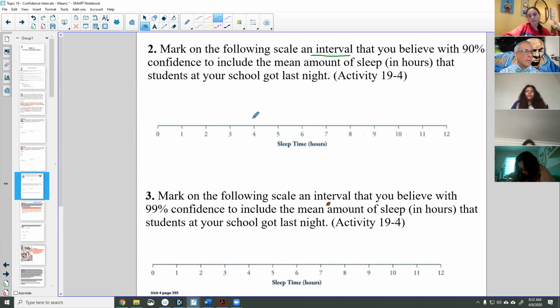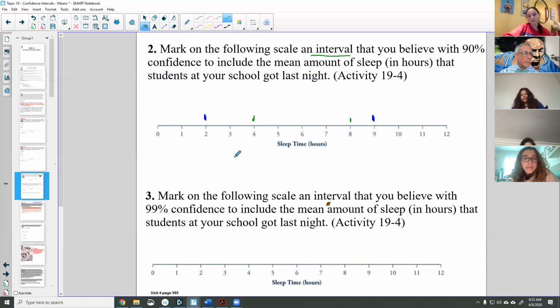So I see 4 to 8. Anybody want to volunteer something different? Maybe 2 to 9. 2 to 9. That's 90% confidence there? Yes. 2 to 9. Okay. Anybody else want to throw something in there? No?